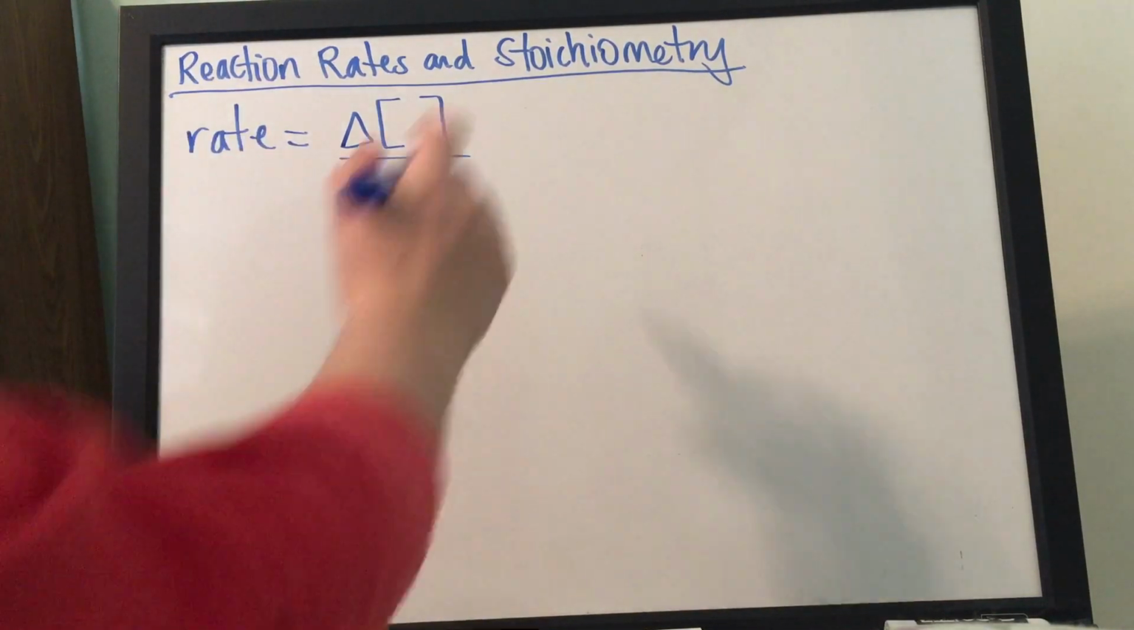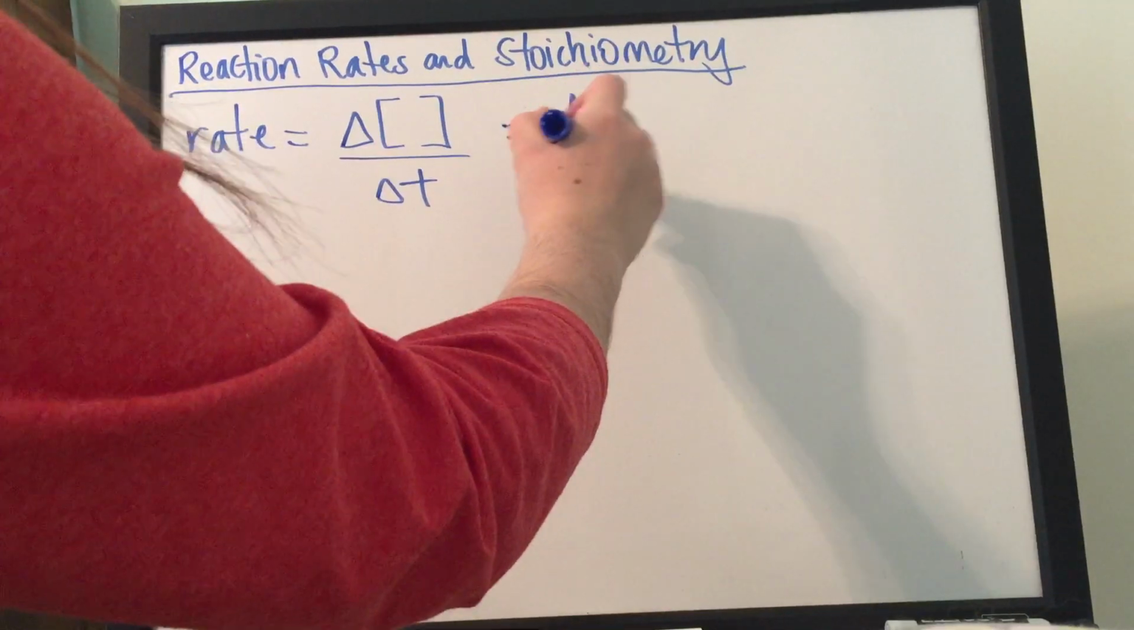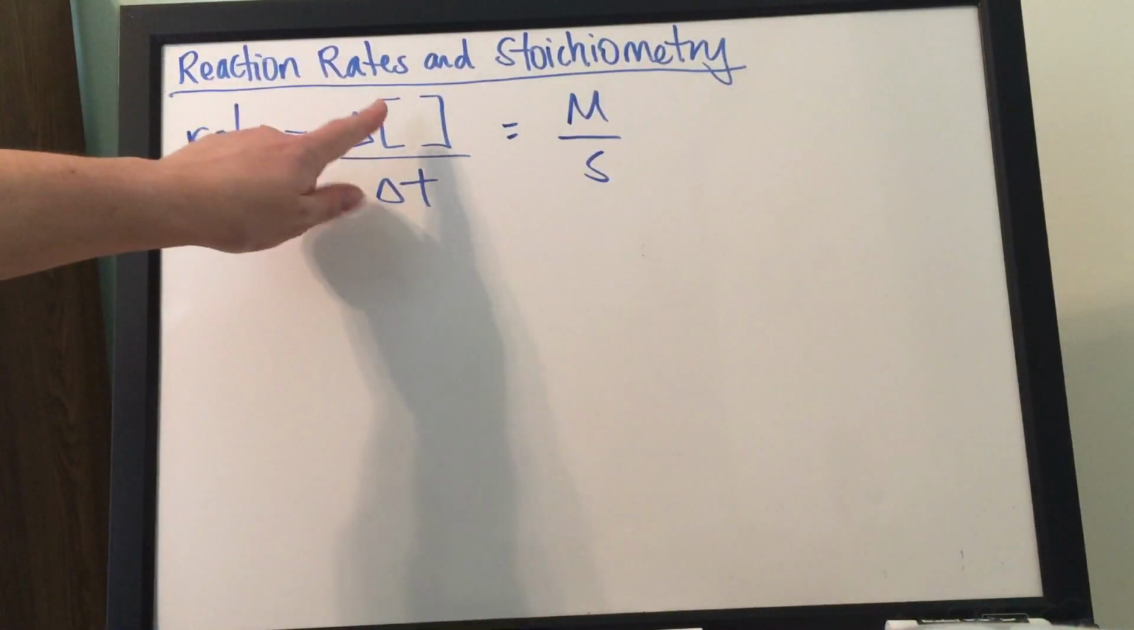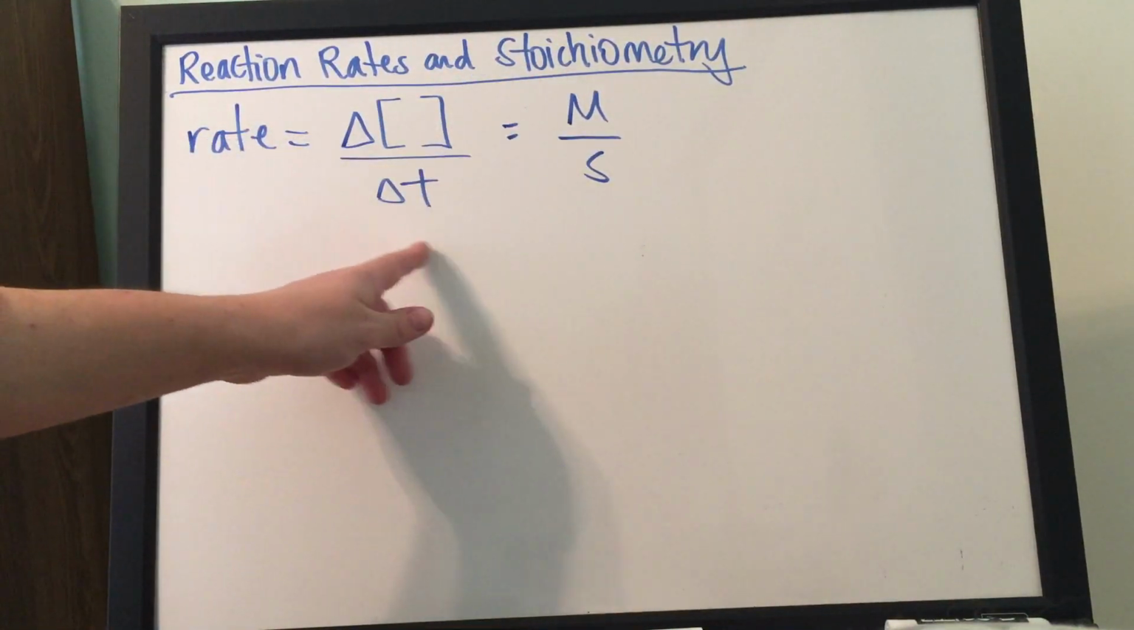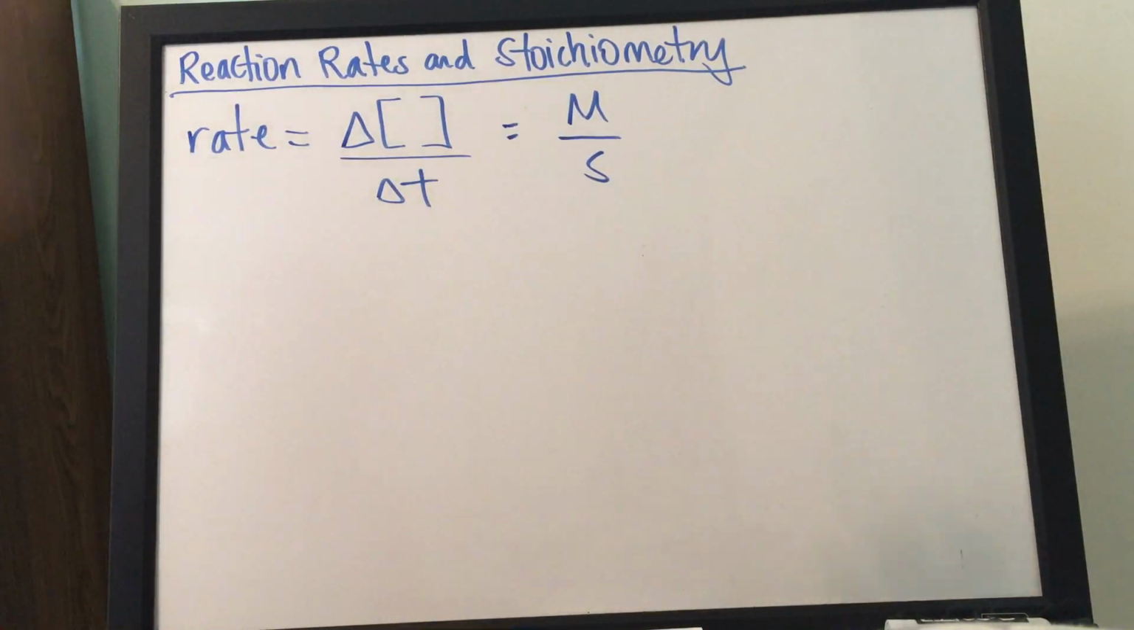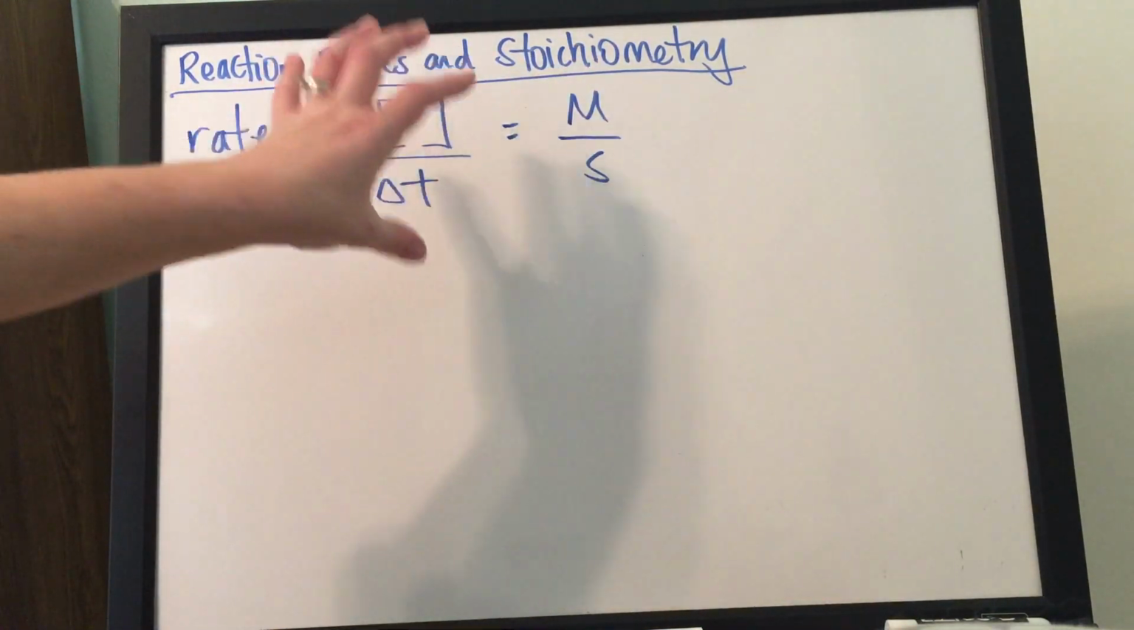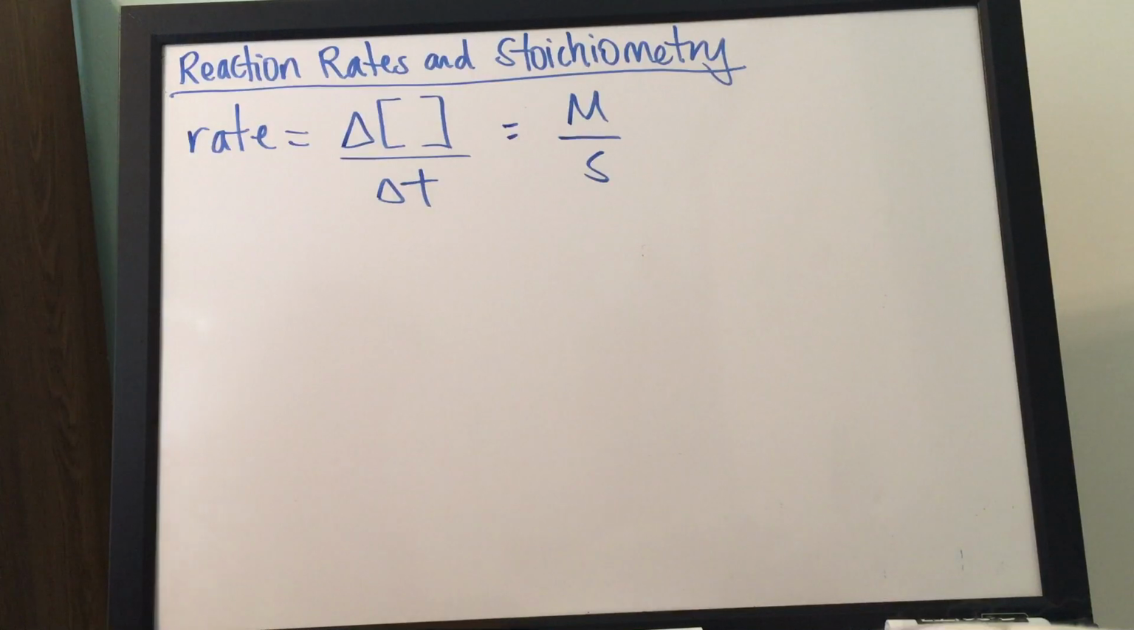And then again, that would lead us to units of molarity per second, because the change in concentration would be in molarity and the change in time would be in seconds. So this is the unit, but this is like the way we write it, and we're going to come back to that in just a second.